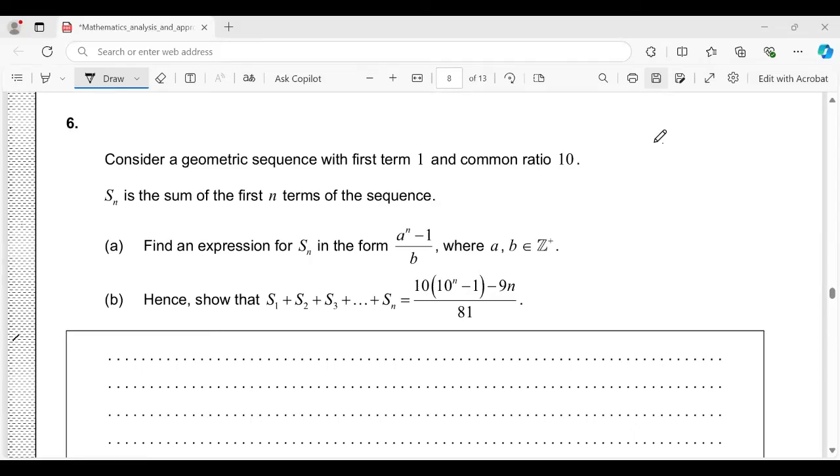Number 6, consider a geometric sequence with first term equals 1. This is the first term. And common ratio 10. Sn is the sum of the first n terms of the sequence. Find an expression for Sn in the form a to the power n minus 1 over b.